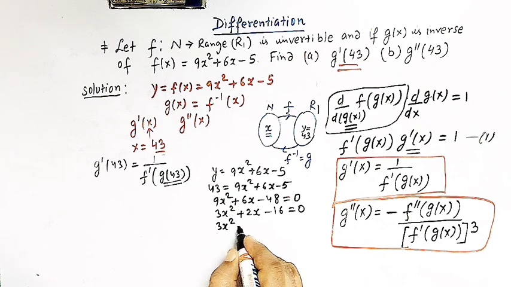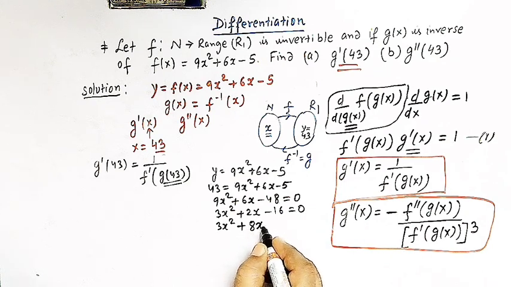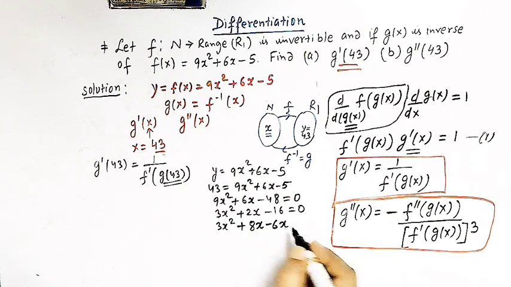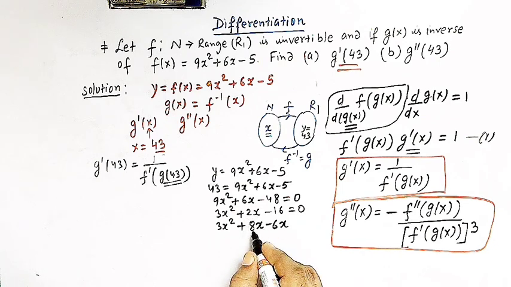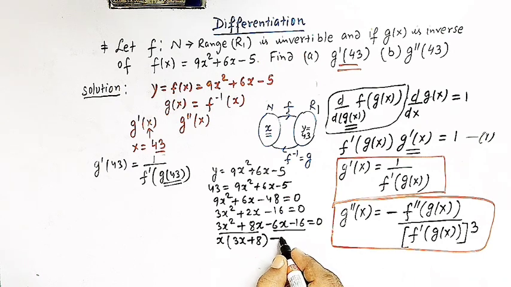So we have 3x². Now 3 times −16 is −48. So we have the two factors as 8 and −6. So we can now write 8x − 6x, which is 2x, and 8x times −6x is −48x². So here we have −16. Now grouping the terms, we can take x common. So we have 3x + 8 and here we have 2.